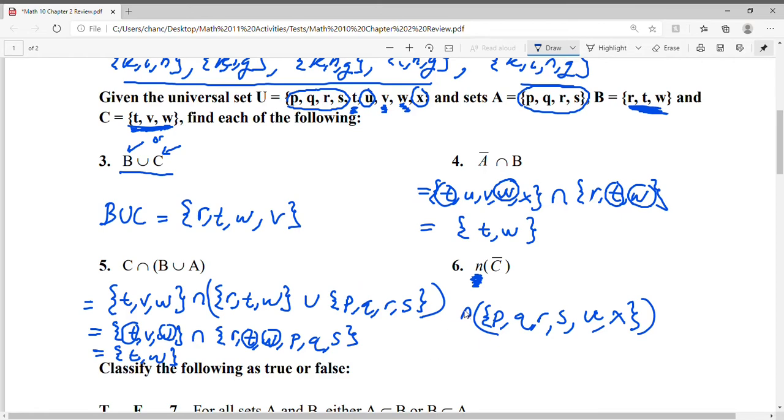Now N is the cardinality of this, so it's just going to tell us how many elements there are. We have a total of 6 elements, so the cardinality is just 6. The number of elements is 6.